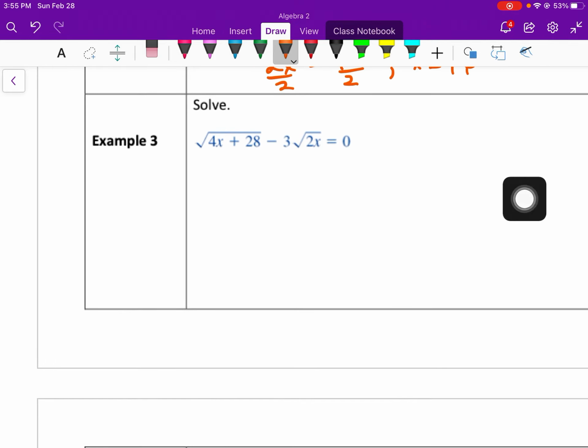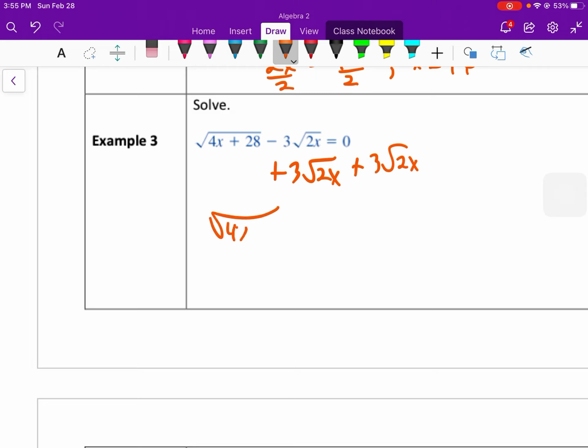Okay, in this case, we have two roots and x is under both. So we're going to want to isolate them by themselves. So we're going to add 3 times the square root of x and bring it to that side. And you'll see why that will help in 1 second. So we set that equal to 3 times 2 square roots of x.